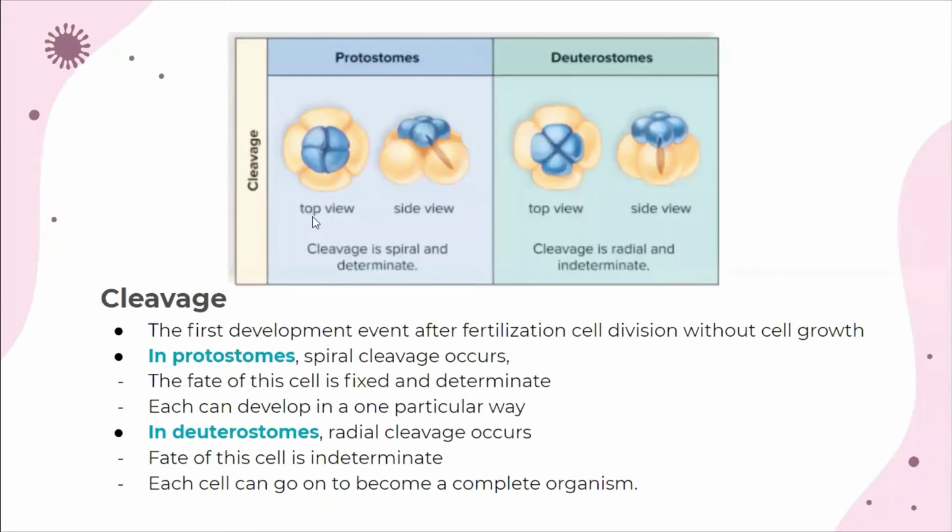So for cleavage, what is cleavage? Cleavage is the first development event after fertilization: cell division without cell growth. For protostomes, spiral cleavage occurs, and the fate of the cell is fixed and determinate, and each cell can develop in one particular way. But for deuterostomes, radial cleavage occurs, and the fate of the cell is indeterminate, and each cell can go on to become a complete organism.